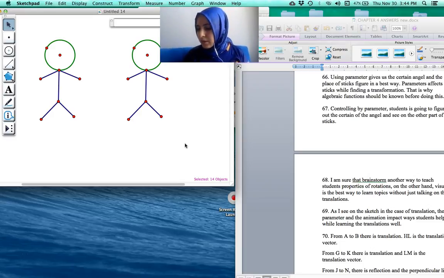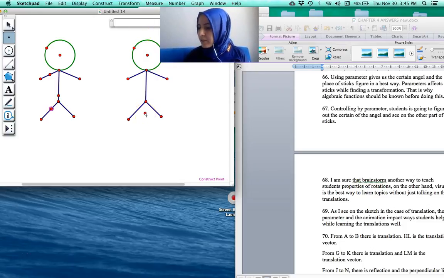Question 2 says, use the arrow tool and drag a point on the leg of the original stick figure. It's a pre-image. Try dragging a point on the arm of the stick figure. What else changes when you perform this dragging? Why? This is the pre-image and this is the image. Let's put a point on my pre-image, and as you see, nothing changes from the second one, which is the image.